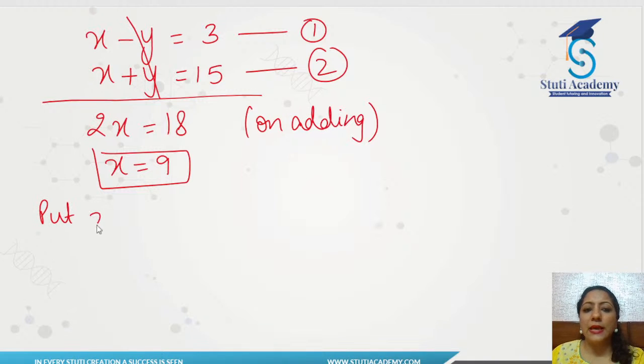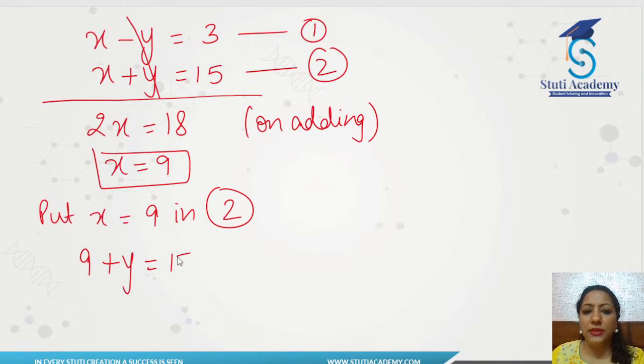Now put this x is equal to 9 in any one of the equations. Let's say that we are putting this in the second equation. So we'll get 9 plus y is equal to 15. I'm putting this in this one. Instead of x, we are putting 9. So we'll get 9 plus y is equal to 15.